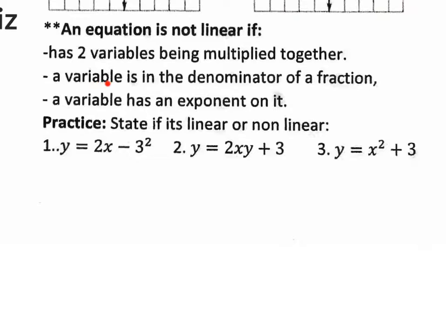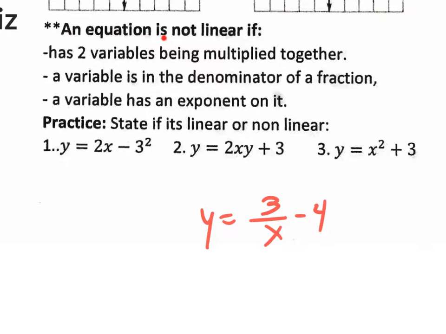What else? A variable is in the denominator. An equation is not linear if a variable is in the denominator of a fraction. If we had something like, let me just write one here for example, y equals 3 over x minus 4, then that would not be a line because of the x in the denominator, okay? So a variable cannot be in the denominator. That will make it not a line.